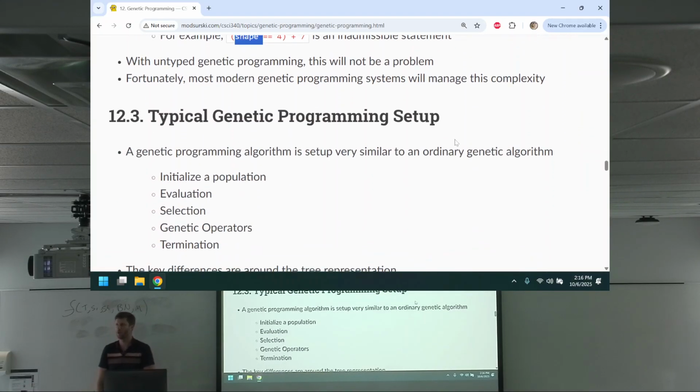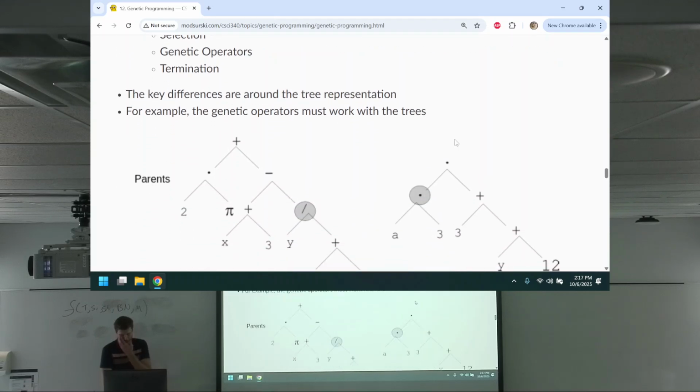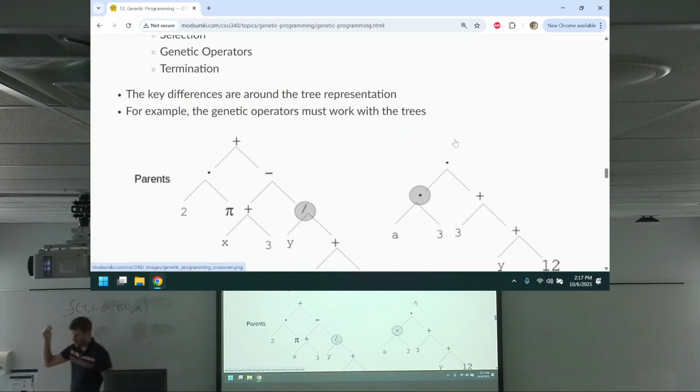A typical genetic programming setup: initialize the population, evaluate, selection, genetic operators, termination. Oh my gosh, it's the same as everything. The key difference is really just the representation and the genetic operators for that representation. So we could have a very valid argument about whether it is even really just a GA. You're absolutely right, it really is, but it's enough of a specialization that people have named it. But really, it is just a GA.